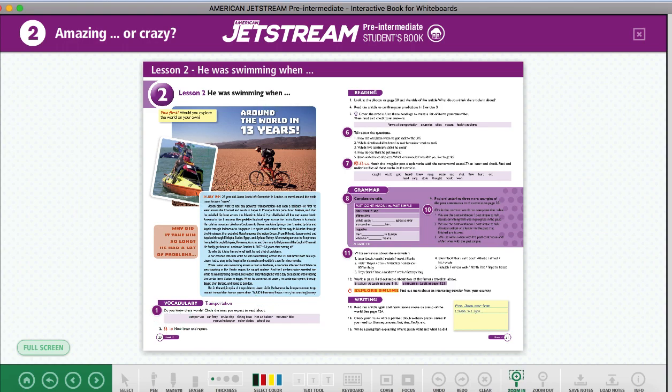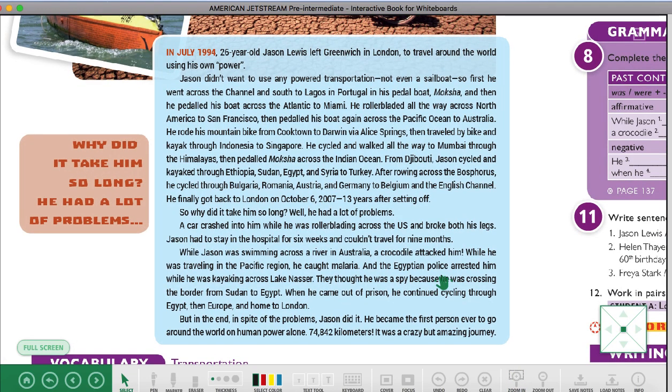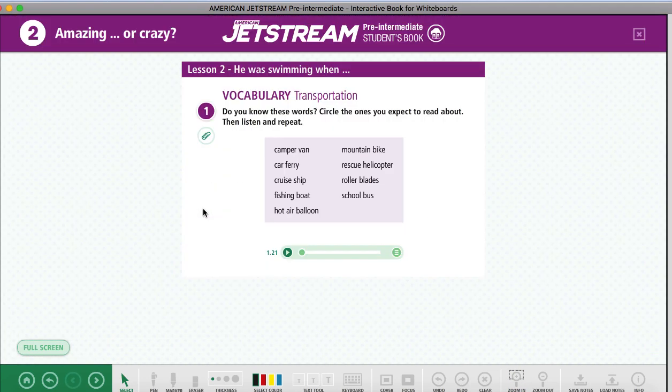Here we start the lesson with a text, with an article. Before reading the article, we are going to enter exercise 1. In the instructions we have: Do you know these words? Circle the ones you expect to read. Which words in this list do you think are going to be in the article?